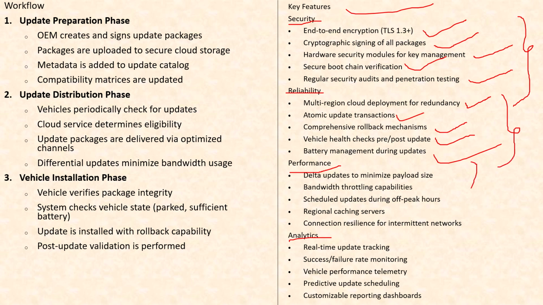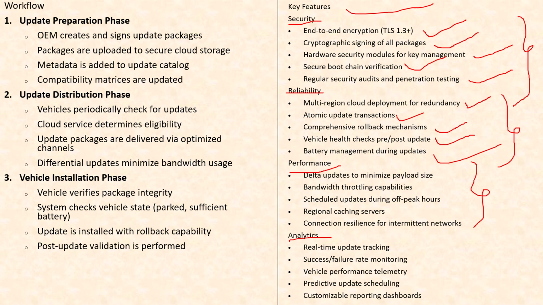Now let's see how it is going to perform perfectly. To ensure the performance is optimum, there are delta updates to minimize the payload size, bandwidth throttling capabilities, scheduled updates during off-peak hours, regional caching servers, and connection resilience for intermittent networks. All right, these are the various aspects of the performance.